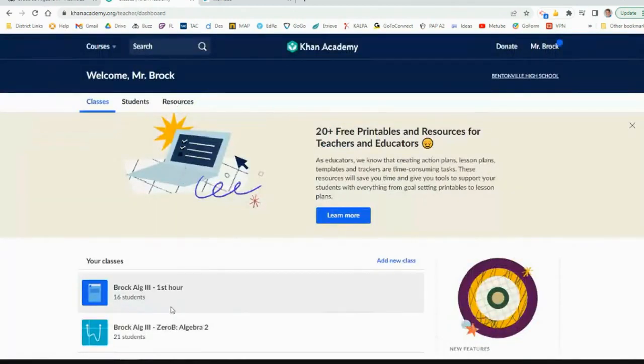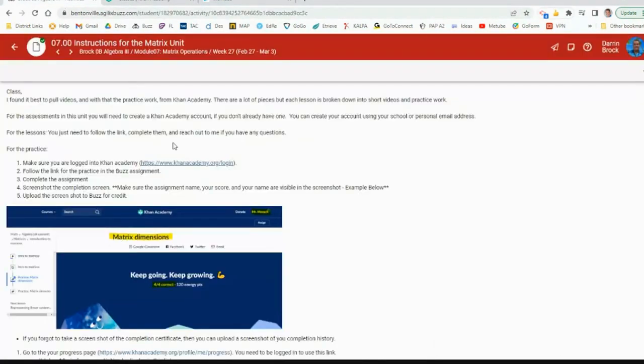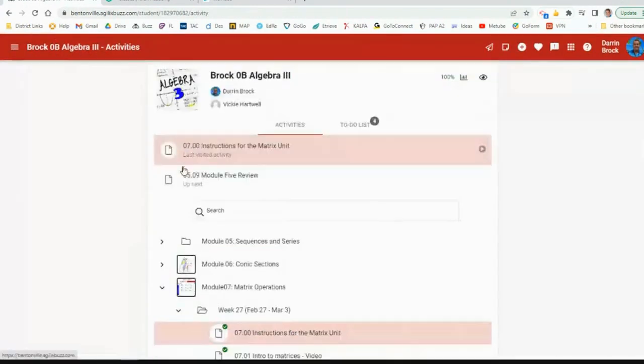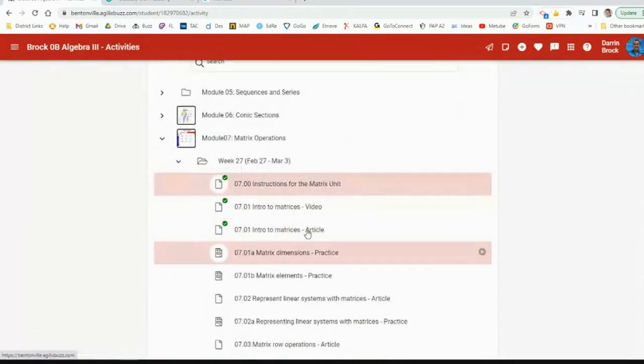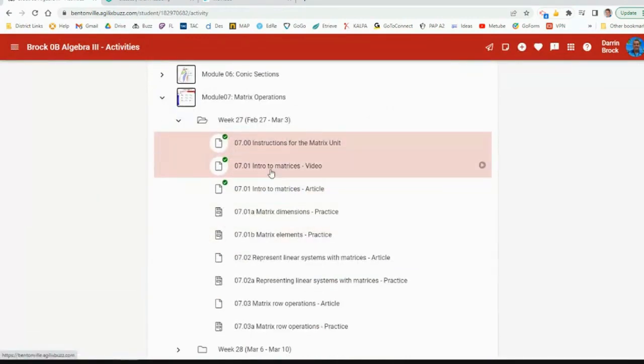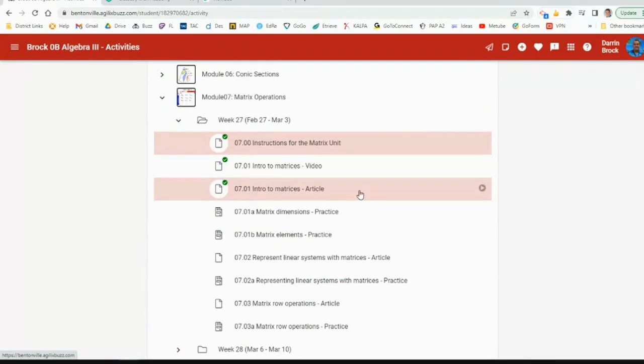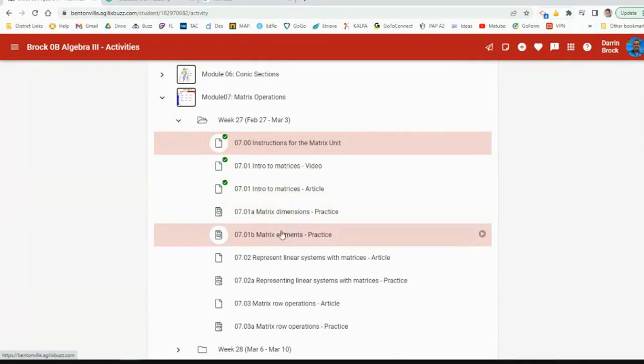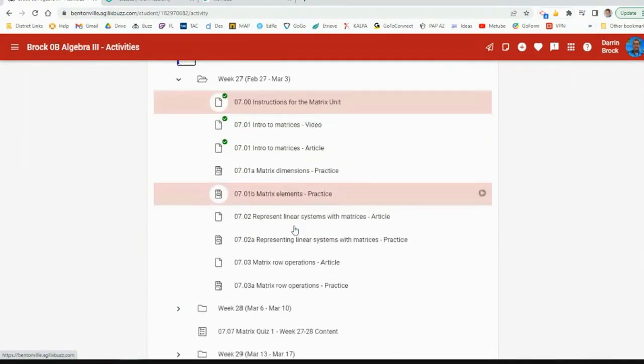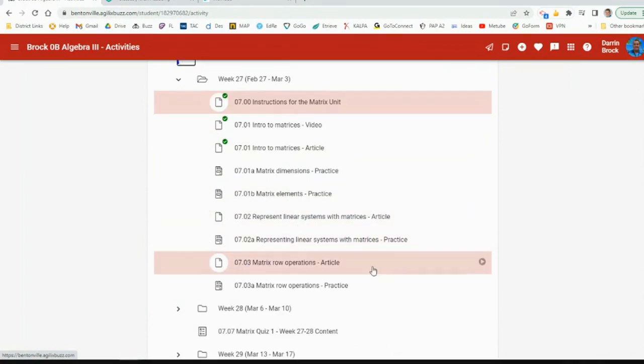When you go in here, I'm not sure what it looks like on your end, but it should have the practice assignments. What it doesn't have, you need to use Buzz right here for the lessons. In 7.01, there's a video and an article. And then there are the practice assignments that you will have in Khan Academy. Here's an article and practice, and an article and practice.